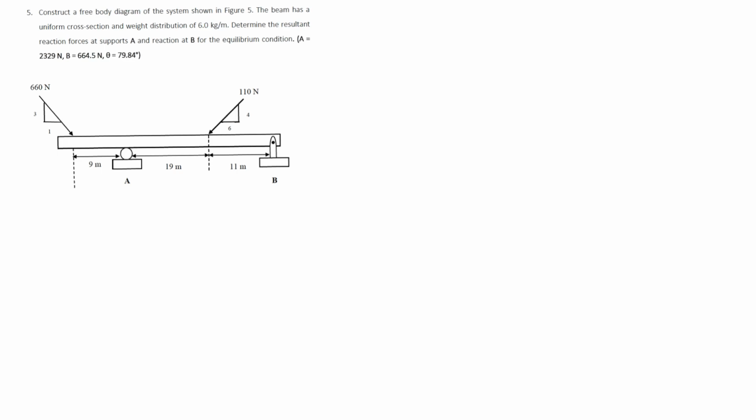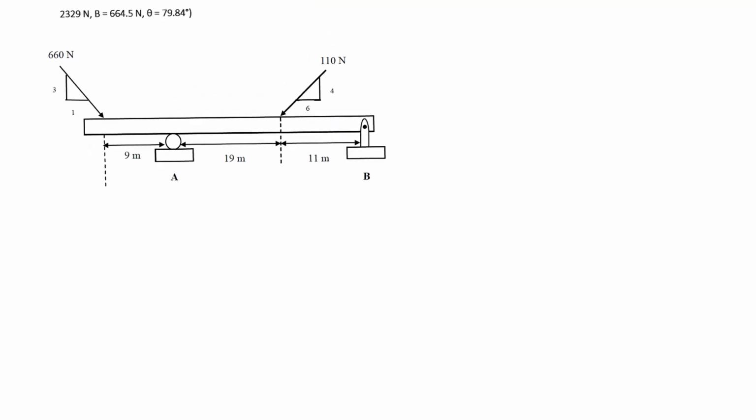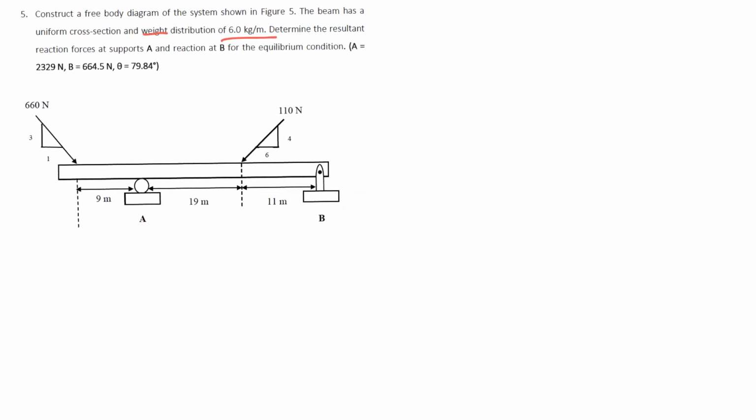Okay, but here, as you can see, it's not weight, it should be mass. So you have 6.0 kilogram per meter. First thing first, it's better for me to find the force of the mass first. You need to multiply with what? With the full length of the beam. Okay, full length of the beam, it should be 39 meter.